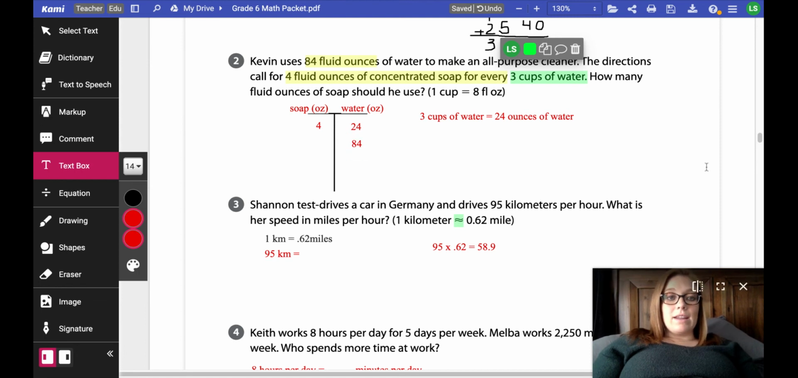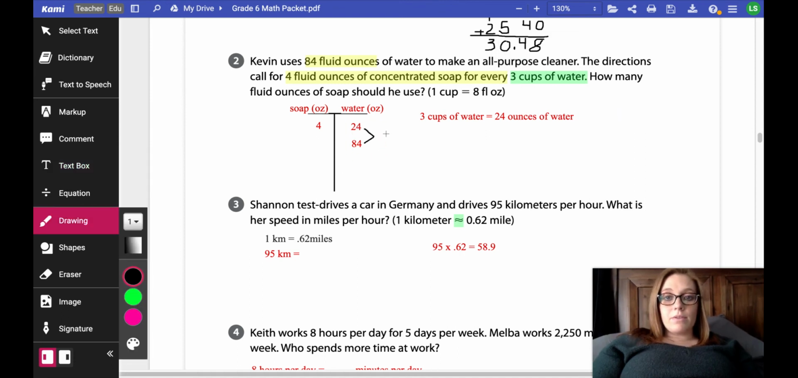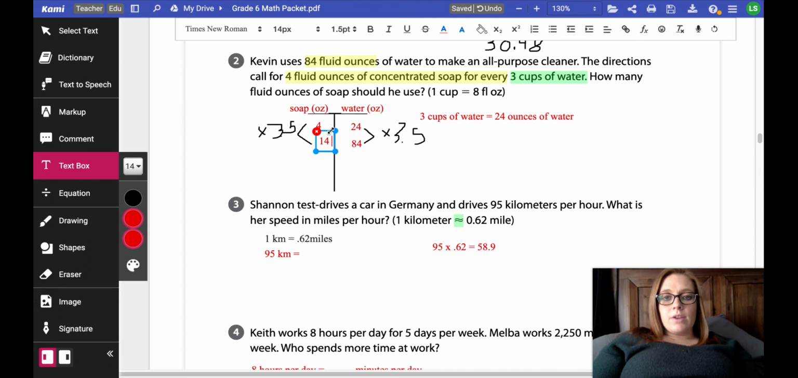So I would do 84 divided by 24. And then I find that as my missing factor to multiply. So that missing number here would be 3.5. And then again here, to keep it consistent, times 3.5. And you should get, quick mental math here, you should get 14 ounces. So how many fluid ounces of soap should he use? He should use 14 ounces.